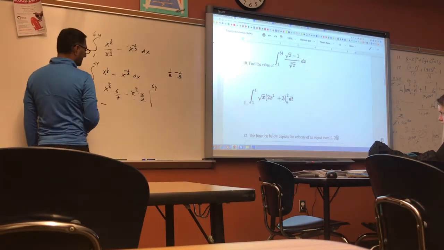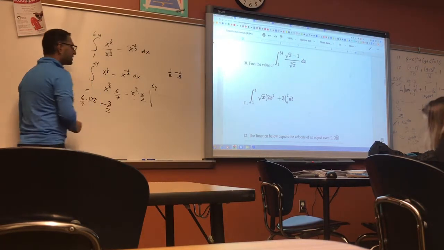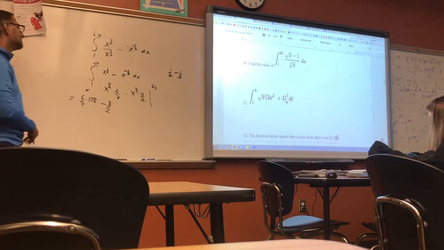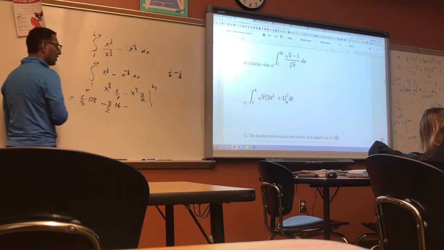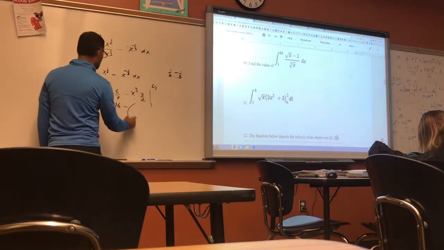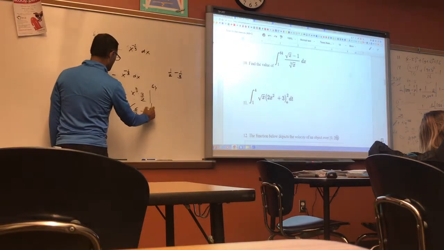Minus, we're doing the lower limit. 3 halves. Cube root of 64 is 4. Square it, 16. Minus, what should I not forget? Parentheses. Is that stupidly 1? 6/7 minus 3 halves. Okay.